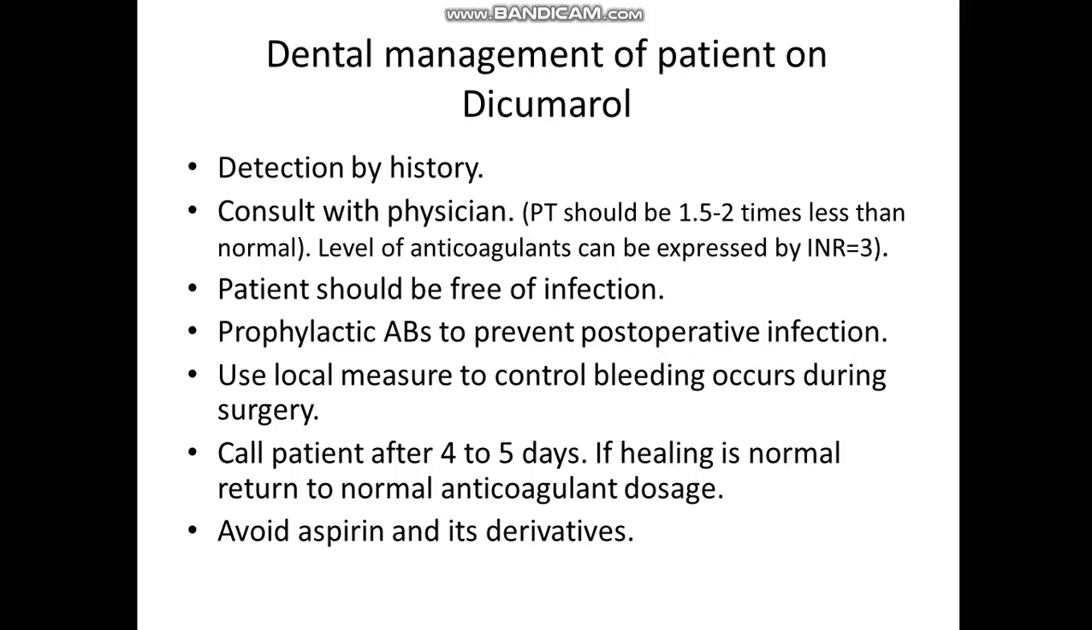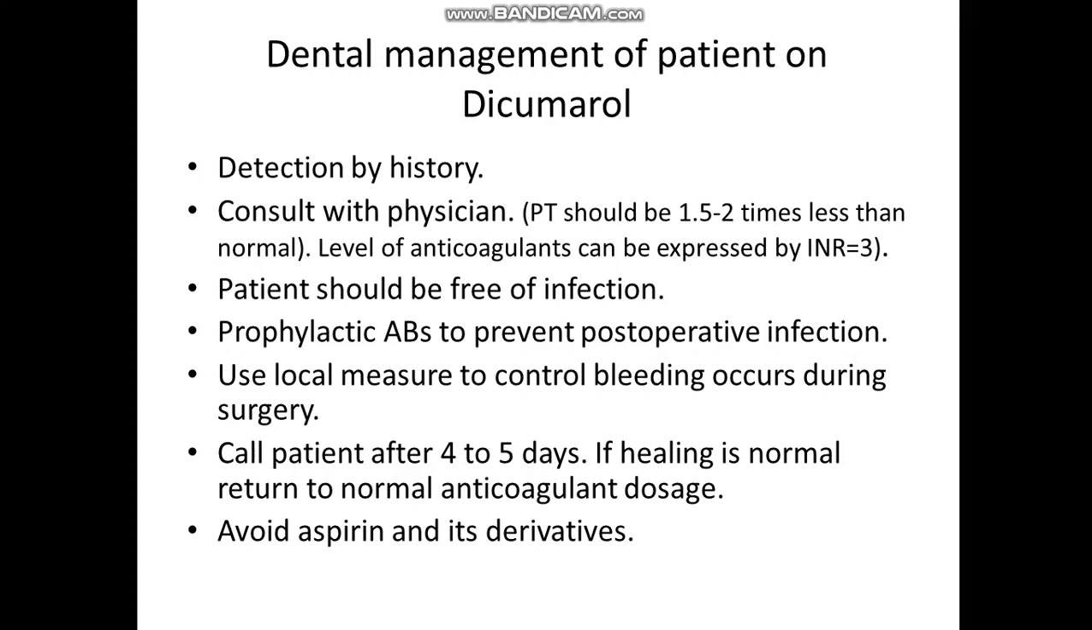First of all, detection by history. We have to ask the patient about the conditions I mentioned previously, such as if the patient had previous attack of myocardial infarction, or the patient has deep venous thrombosis, or the patient has artificial or prosthetic heart valve, or the patient underwent bypass operation, what we call coronary bypass operation, because usually anticoagulants can be prescribed in these conditions.